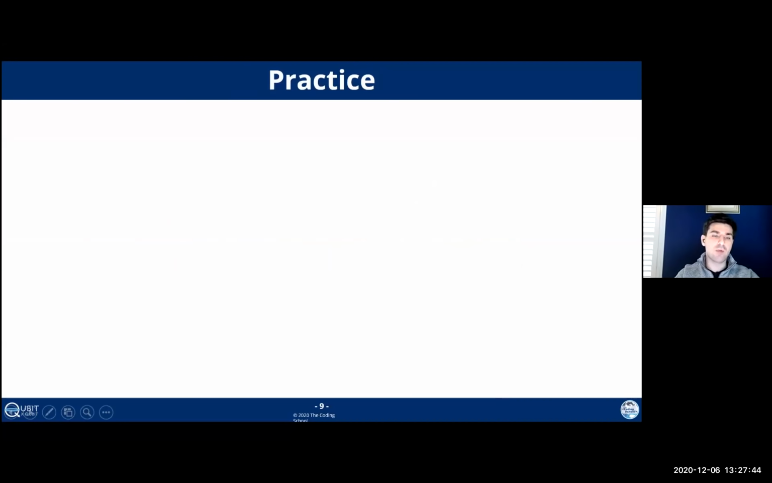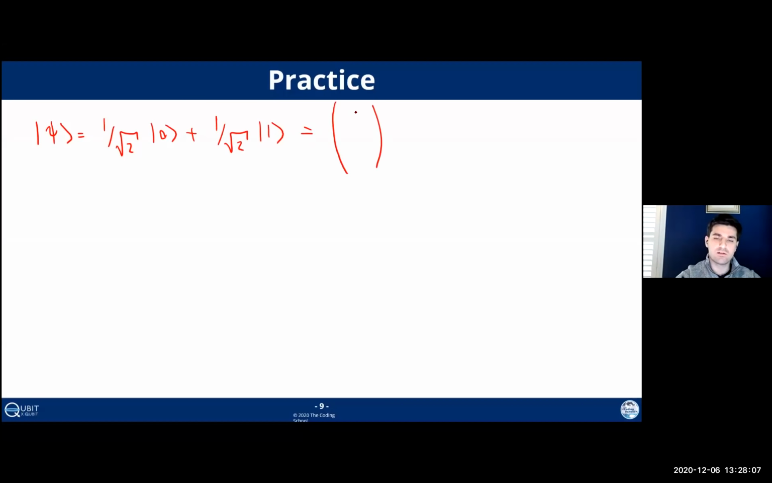So let's do a few practices. If I tell you that I have a state psi, which is 1 over square root of 2 times ket 0, plus 1 over square root of 2 times ket 1, what is the vector representation of this? Remember, we're going to have two entries. So what is the top entry and what is the bottom entry? Maybe take 20 seconds to work through this yourself, and then I'll write it down.